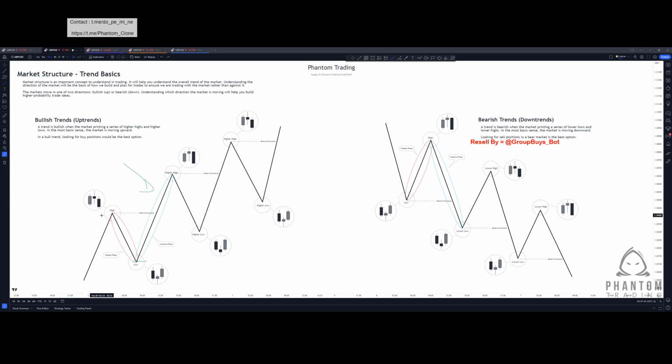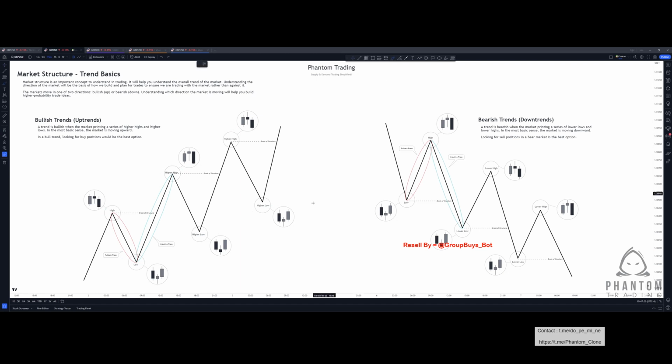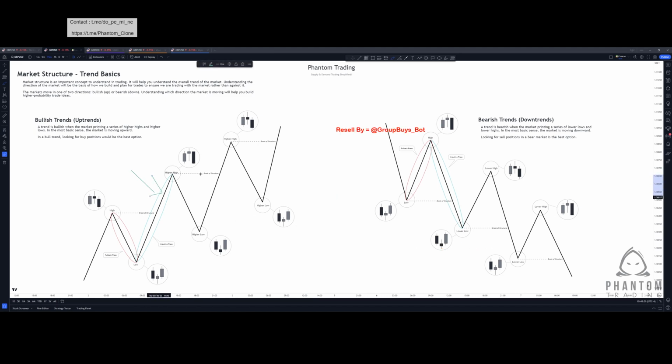A trend is bullish when we see a series of higher highs and higher lows forming in the markets. So in the most basic sense, the market is moving upwards. So in a bull trend, the ideal thing that we want to be looking for is buy positions, looking to trade the impulsive phases in the market.